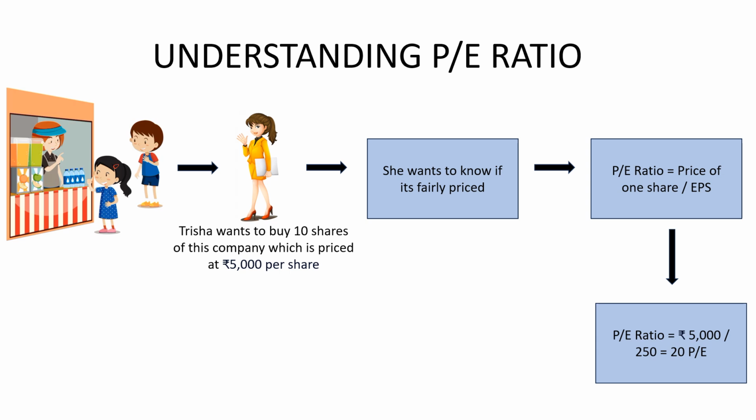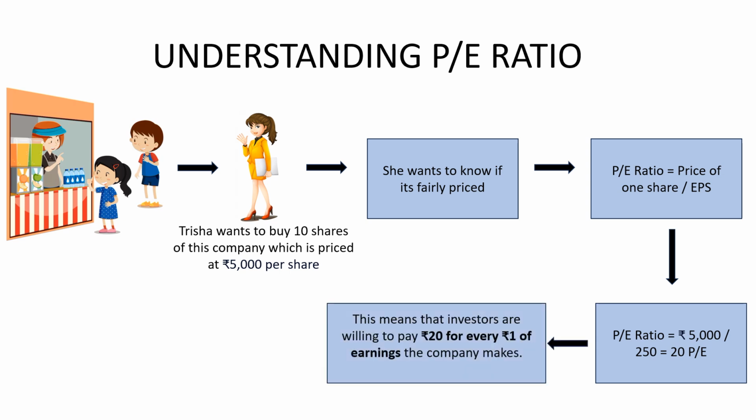Now again, what is 250? Please watch the first part of the PE ratio video. Now this means that investors are willing to pay 20 rupees for every 1 rupee of earnings that this company is making.